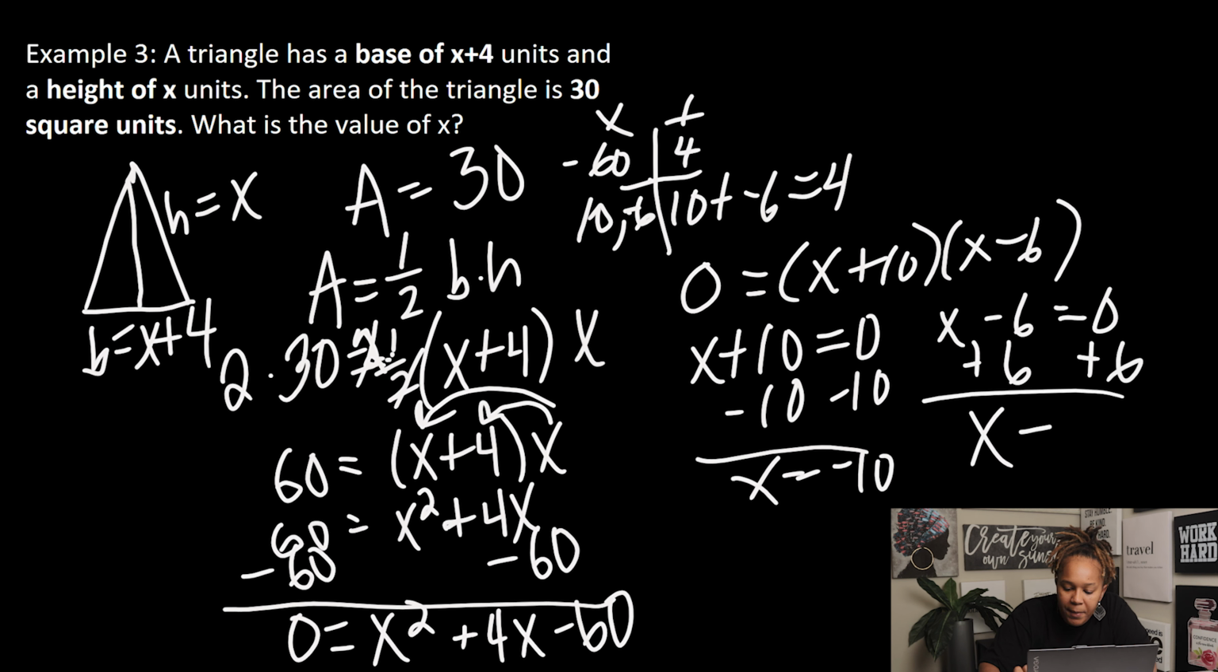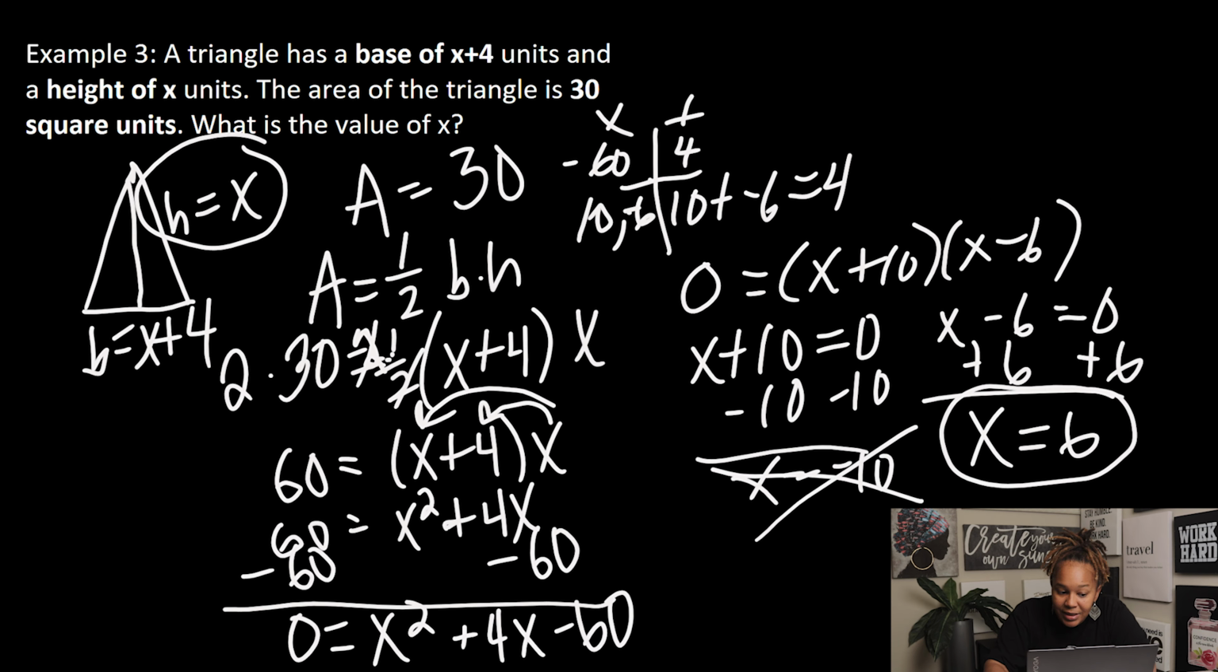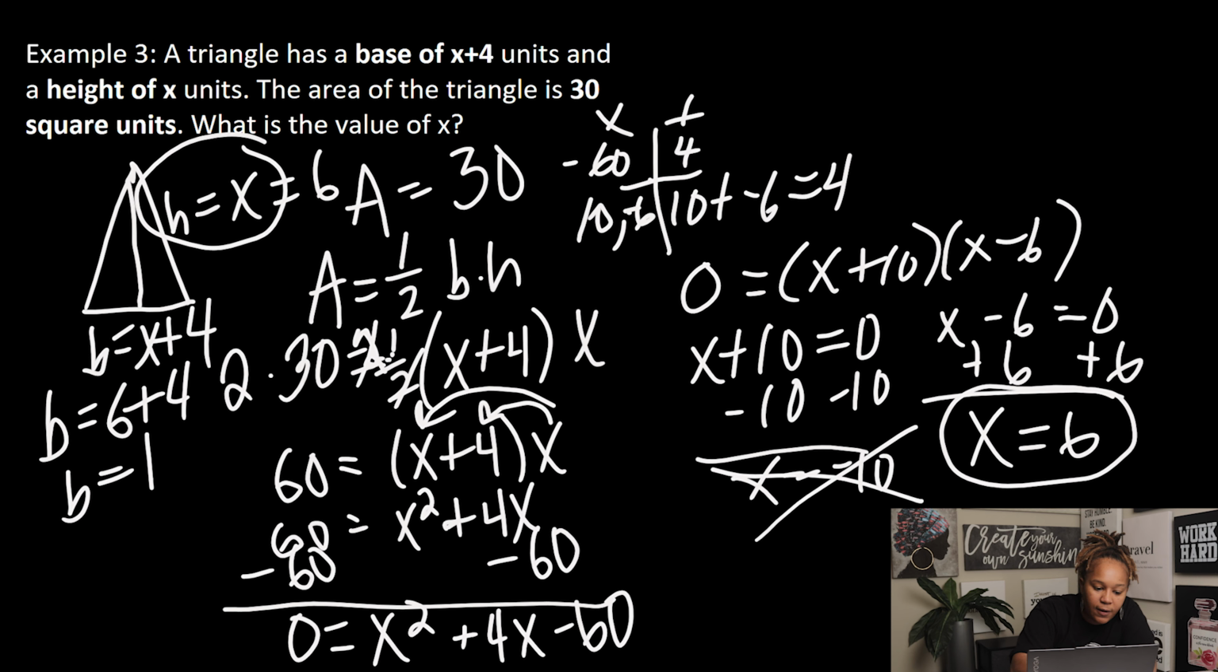And so remember that x is equal to h over here. So x is the height. Well, since a height can't be negative, I can rule out this first answer of negative 10, which means x is equal to 6. So that means the height of this triangle is 6, which means the base of this triangle will be 6 plus 4, which is 10. But it only asks me for the value of x, so I don't have to go through and find that. The value of x for this question would be 6, all right?